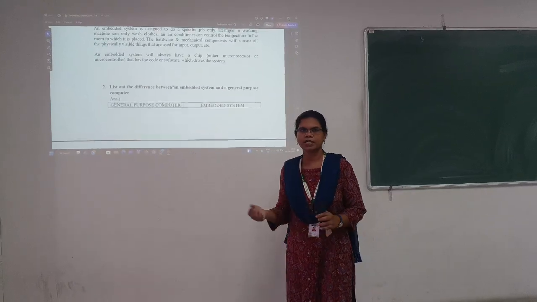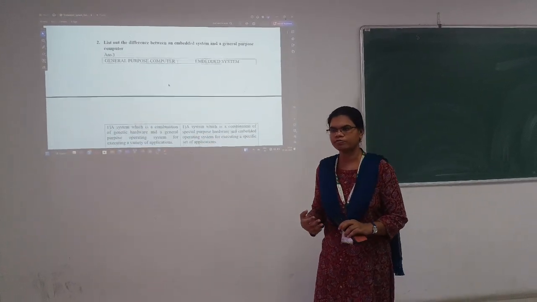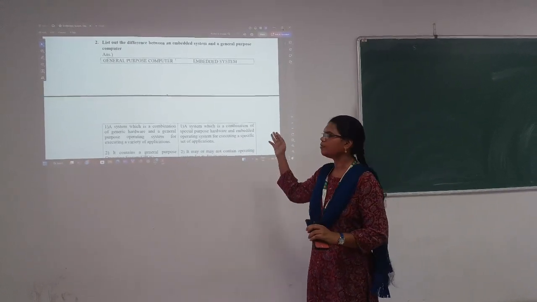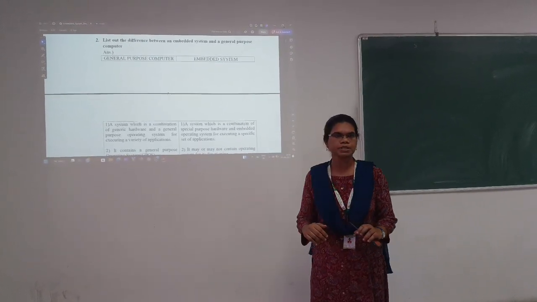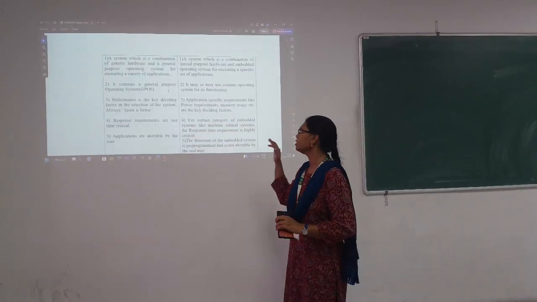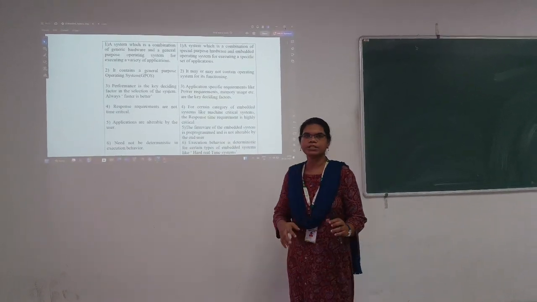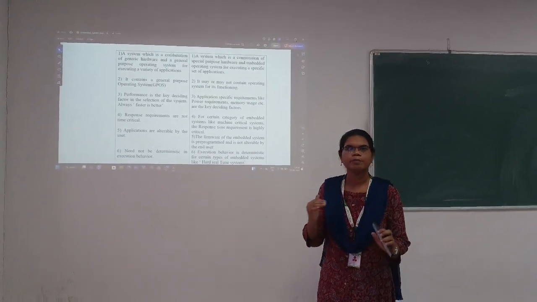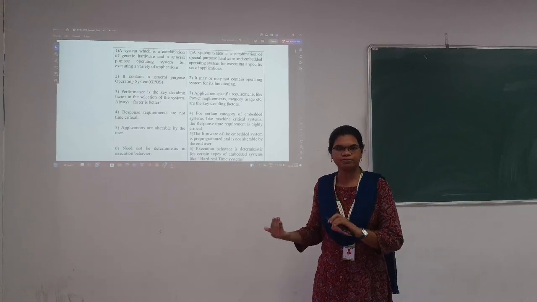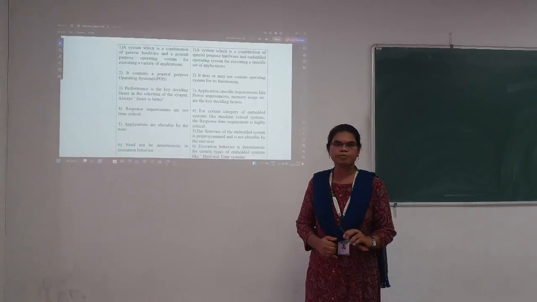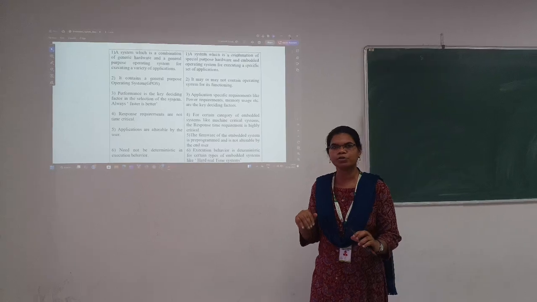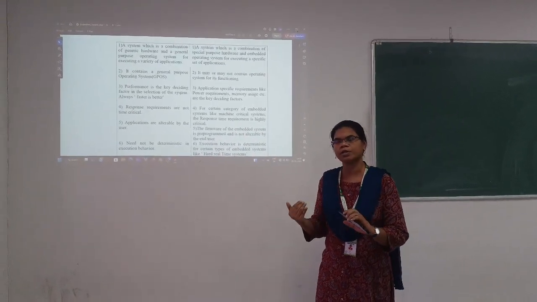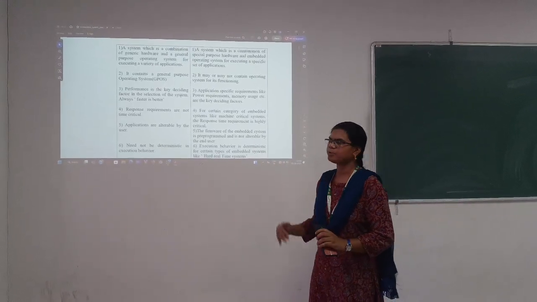Differences. As we are going to learn about an embedded system, first we will be seeing the differences between a general purpose operating system and an embedded system. Here the general purpose operating system can also be said to be a general purpose computer. So what is a general purpose operating system? What is an embedded operating system? As we already said in the definition, an embedded system is designed for a specific function, whereas a general purpose operating system can be used for multiple applications. In order to increase the performance of our multiple applications, we will be going for a general purpose operating system.